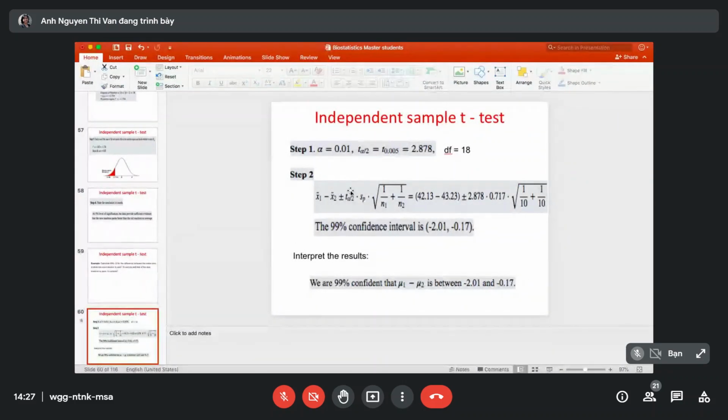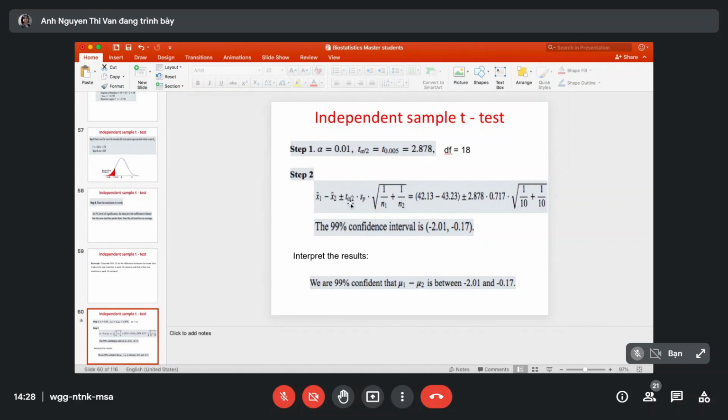So the first step: we are going to calculate a 99% confidence interval. So it means the significance level alpha is 1 minus 0.99, so it's 0.01. You agree with me? So the formula for calculating the confidence interval is x1 bar minus x2 bar plus or minus t alpha over 2 times sp times the square root of 1 over n1 plus 1 over n2. That is the formula for the confidence interval.